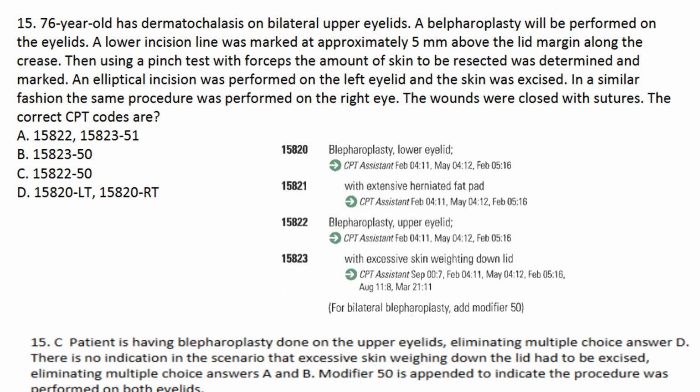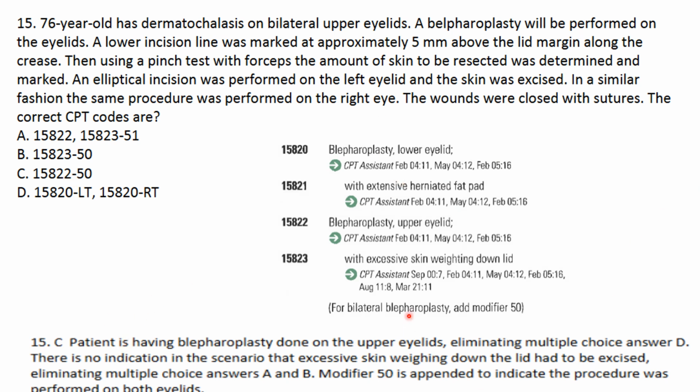So let us eliminate the absolutely wrong option first. 15820 is the wrong option. Why? Because it is a blepharoplasty on the lower eyelid. In our case, it is the upper eyelid. So this is the absolutely wrong option that I will eliminate. Now we are left with three options.